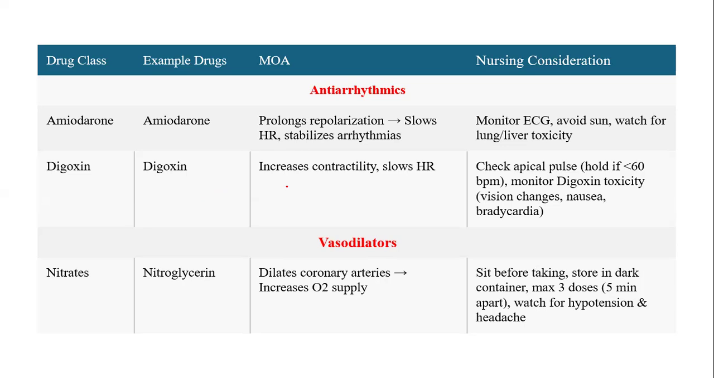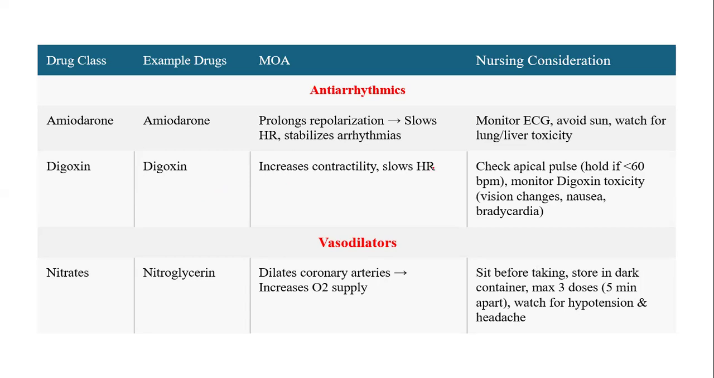It is positive inotropic and negative chronotropic. Chronotropic is related to heart rate. So digoxin decreases heart rate and increases cardiac contraction. So that's why it will, you know, improve the cardiac output and decrease the tachycardia in heart failure patients.